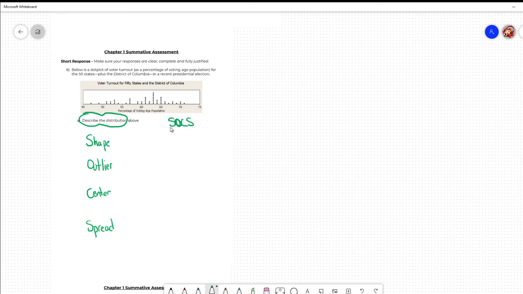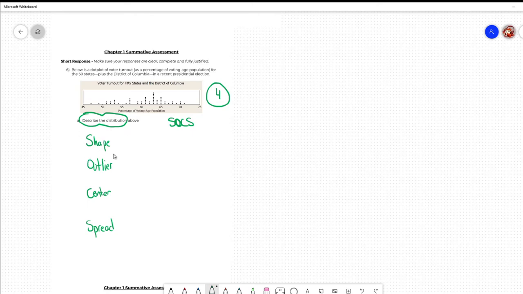I am giving you the AP recipe. This is Colonel Sanders giving you the original recipe for Kentucky Fried Chicken. I'm giving you the recipe on how to describe the distribution. Don't mess it up. Okay, SOCS: shape, outlier, center, spread. I have to talk about those 4 things. That's why this question was, guess what, 4 points. So if you lost a point, you probably didn't address one of these things.